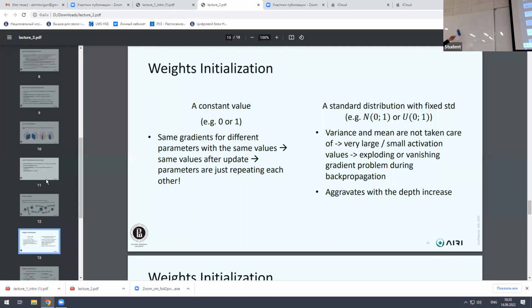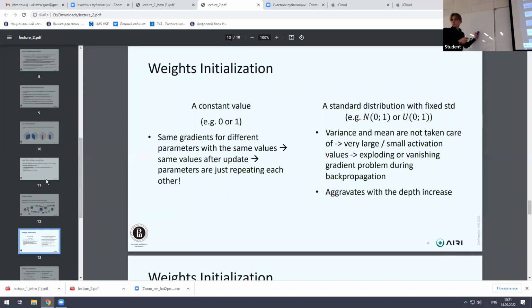And if we continue the training, if after initialization they use absolutely the same values, then after any number of steps they will anyway have the same values. So they will not differ from each other. So the problem is that a very large number of parameters in our neural network will do the same job. They will be absolutely the same. That's the problem of initializing the weights with some constant values.